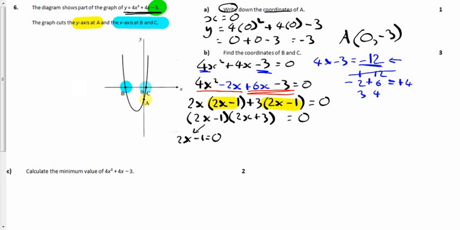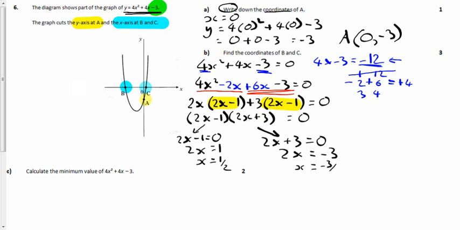So that would give me 2x equals 1. So x would equal a half. Second factor, 2x plus 3, also equals 0. So I work through this mini equation to get x equals minus 3 over 2.